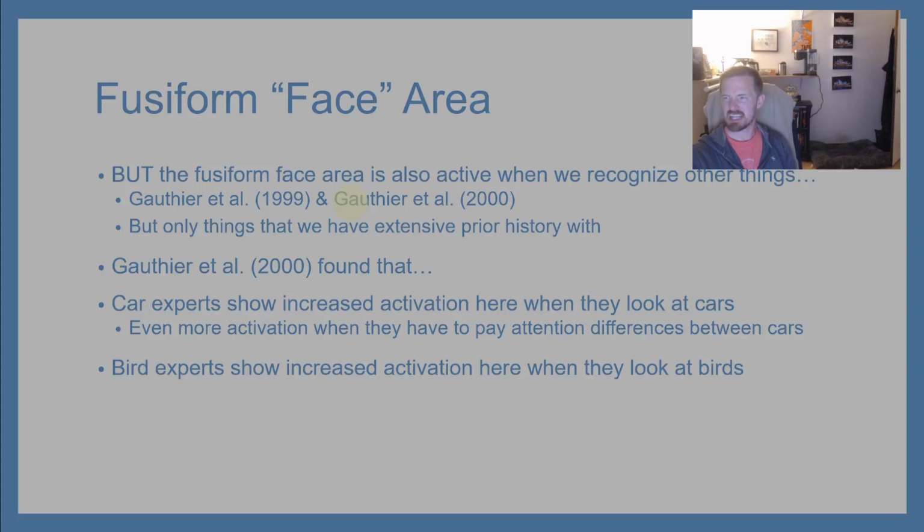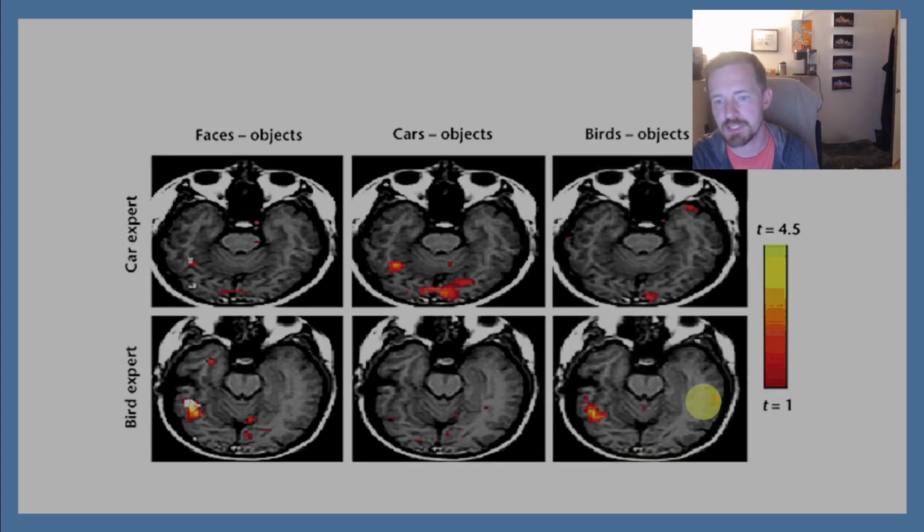What? That's bizarre. Why would that happen, right? That's so strange. But in that same study, she found that people who were bird experts, when they came in and looked at birds, also had the fusiform face area active. But the interesting thing is, if you had a bird expert look at a car, no activation in the fusiform face area. And if you had a car expert look at a bird, no activation in the fusiform face area. And so this just kind of shows this.